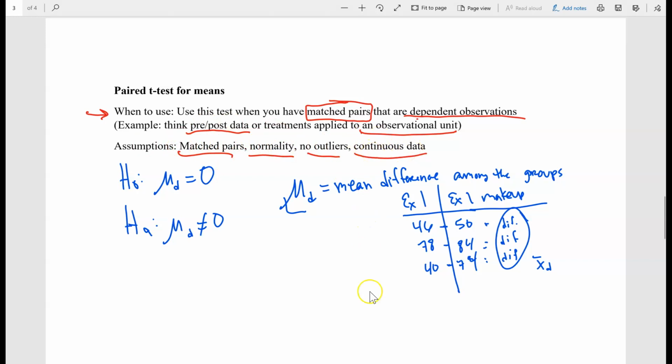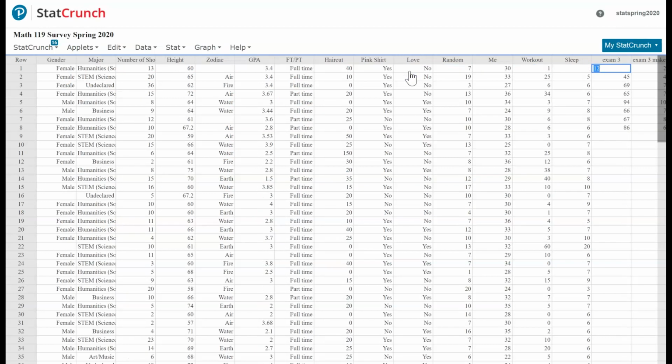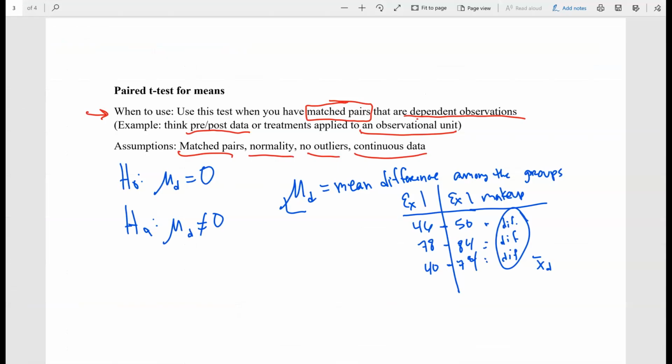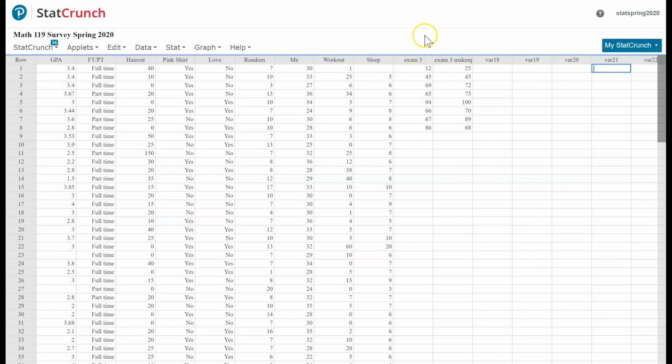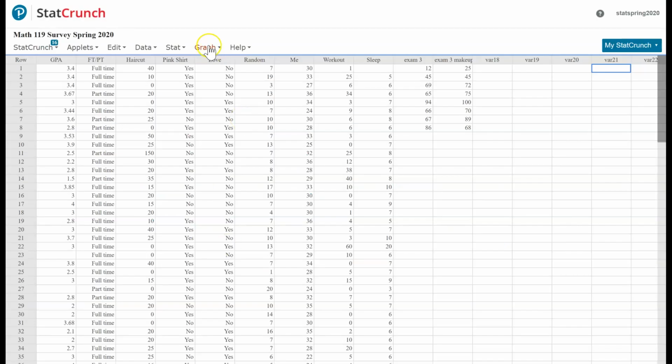Now let's go ahead and look at StatCrunch. Here, I wrote down a couple of extra variables. Exam 3, here are some scores. Exam 3 makeup, here are other scores. The first thing you want to check, going back to the assumptions, is matched pairs. Obviously, these are matched because I'm doing it on the same students, the same subjects. I'm giving them exam 3, and then I'm giving them exam 3 makeup. So they're matched.